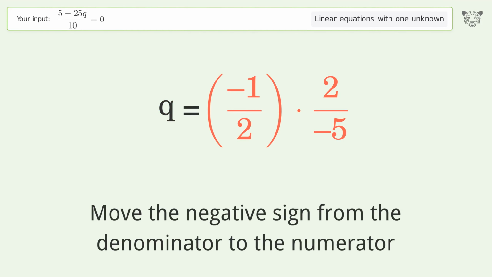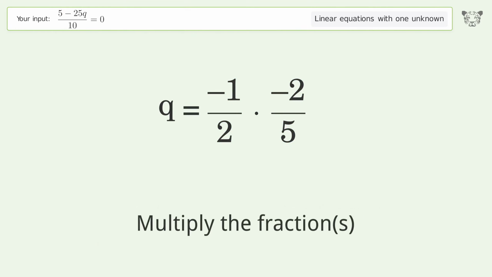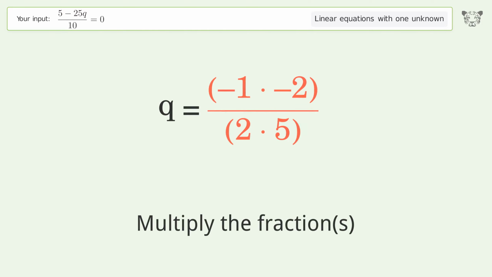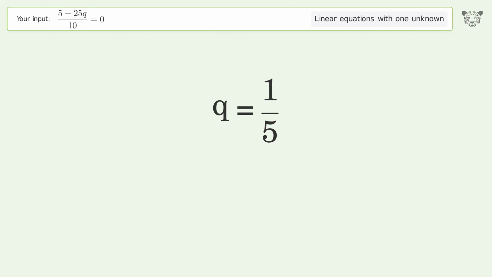Move the negative sign from the denominator to the numerator. Multiply the fractions. Simplify the arithmetic. And so the final result is q equals 1 over 5.